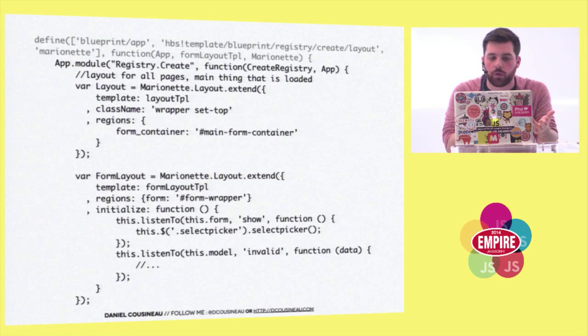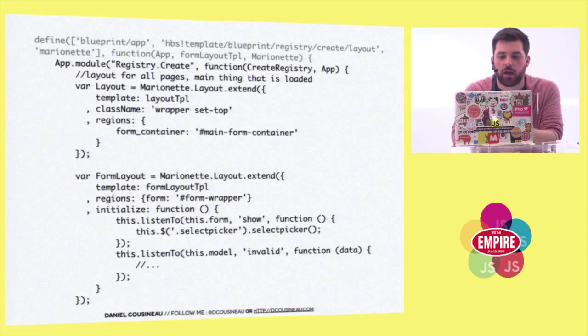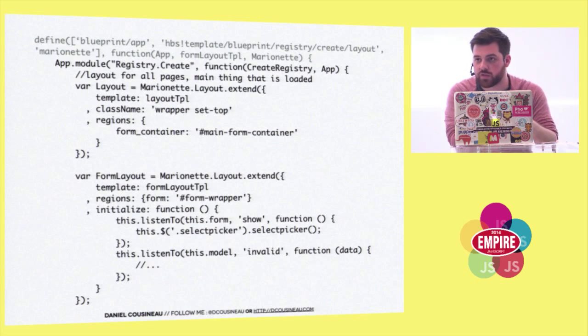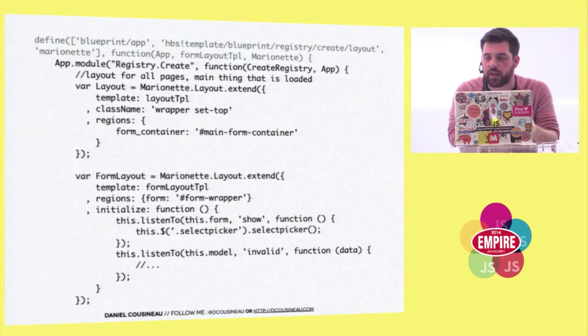So we have our module for creating a registry. We define Marionette. We have the layout, and you can see we extend the Marionette layout system, which provides us an easy way to attach a handlebars template, give it a class name, and define a region where you can attach views. And then we have a smaller sub-view where we say, here we've got the form layout, it has its own template, it also has its own regions. We nest further downwards, and you see that we start listening to events.